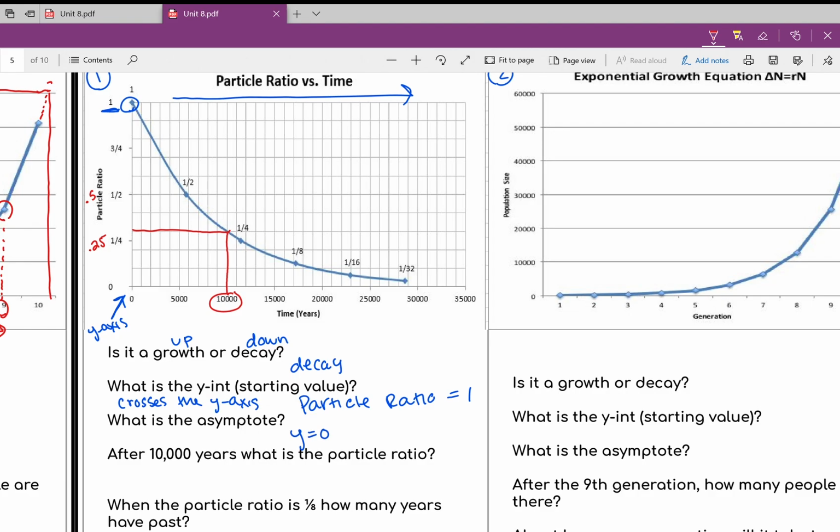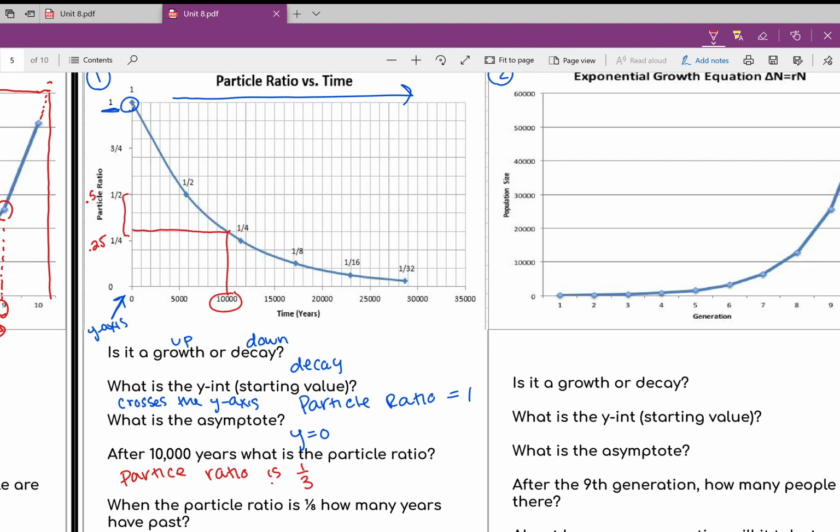So I'm going to say after 10,000 years, the particle ratio is 1/3. However, if you put anything between 1/4 and 1/2, then that would be correct. Anything in between these two, since it didn't give us an exact number.